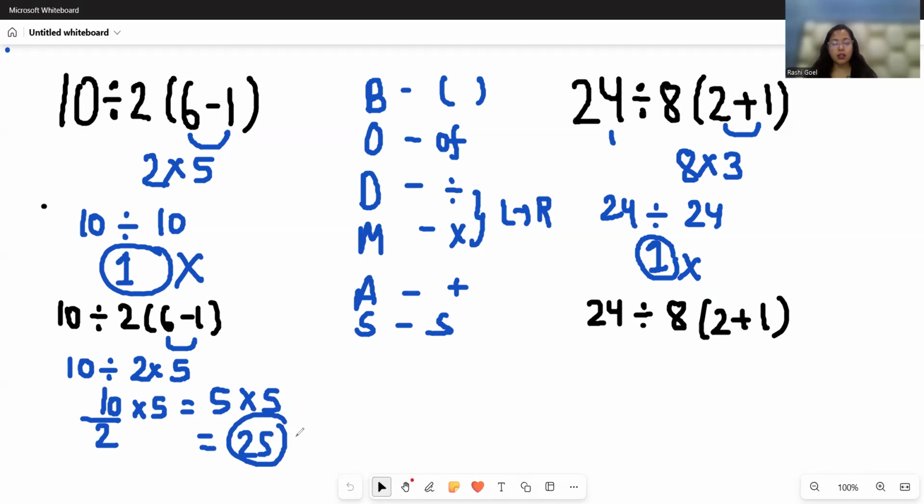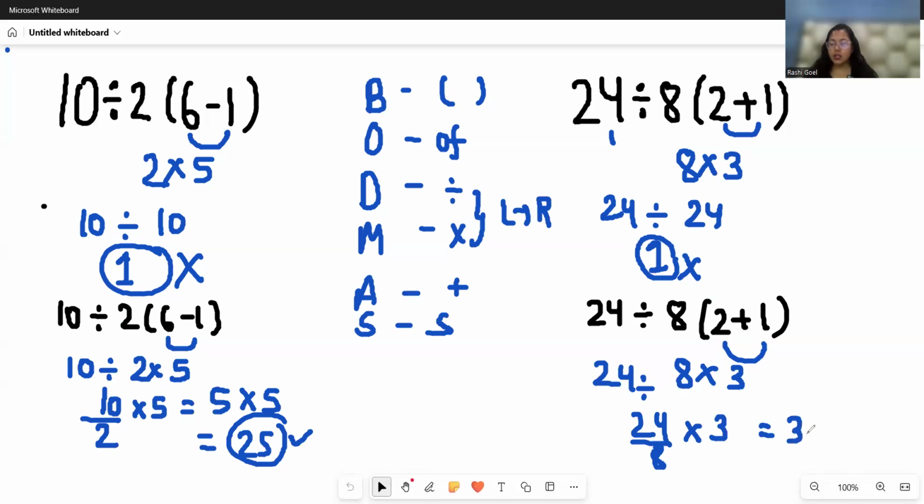So what is the correct answer? 25. Similarly here, first 2 plus 1 is 3, 8 multiplied by 3, and here 24 divided. So first we have to divide, because we have to solve it from left to right. So 24 divided by 8 is 3, and 3 times 3 is 9. So what is the correct answer? 9.